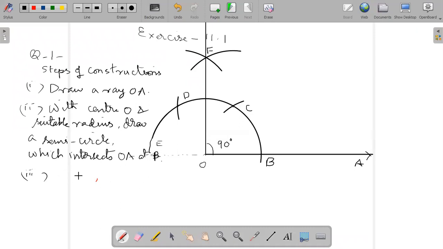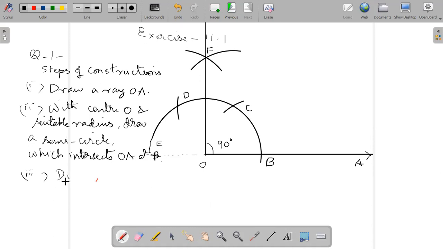So it is up to you. You can write in short. Better to write in short. So you can write both the arcs together. Draw two arcs with centers B and C. We cannot say B and C because first we have to draw the first arc, then the second arc. So in this case, better to write that, divide the semicircle into three equal parts. That will be the short.